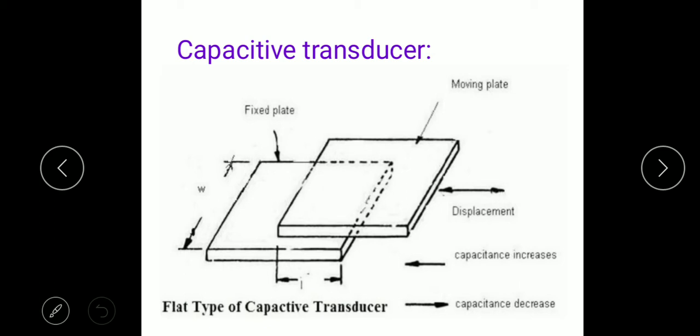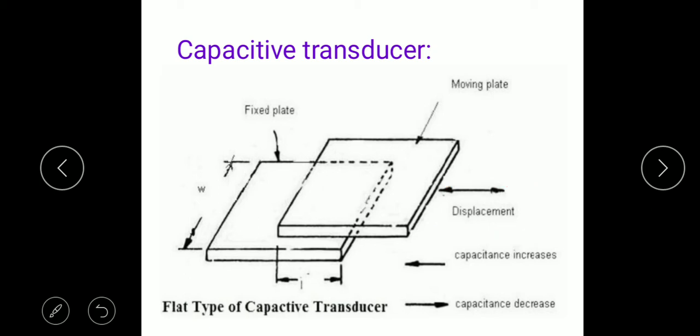Now coming to the construction. Here we can see the two plates in the diagram. One plate is the fixed plate and the second plate is the moving plate. The name itself makes the meaning clear. The moving plate will move. That moving plate may cover the maximum distance of the fixed plate or it may not, because the moving plate may displace to the left side or to the right side.